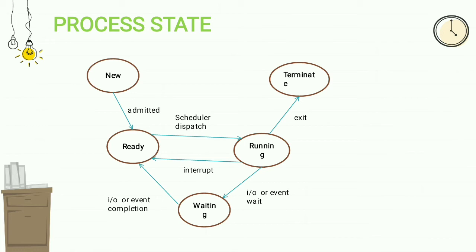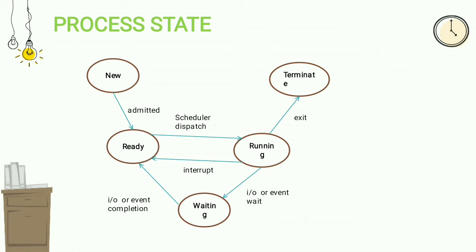So here the process is in the new state when it is being created. Then the process is moved to the ready state, where it waits till it is taken for the execution. There can be many such processes in the ready state. One of these processes will be selected and given to the processor, and the selected process moves to the running state.